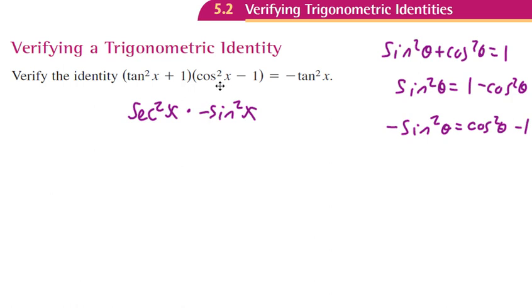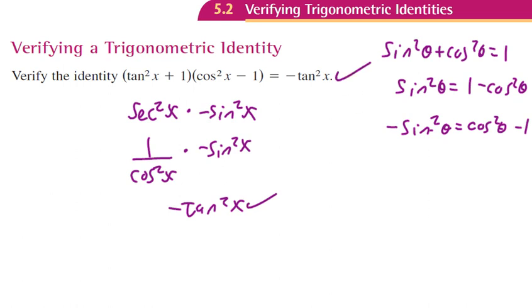So that's why I replaced cosine squared of x minus 1, right here, with negative sine squared. Okay? Now, secant squared of x is 1 over cosine squared of x, times that by negative sine squared of x. And sine squared over cosine squared is negative tangent squared of x, which is what we wanted to verify.